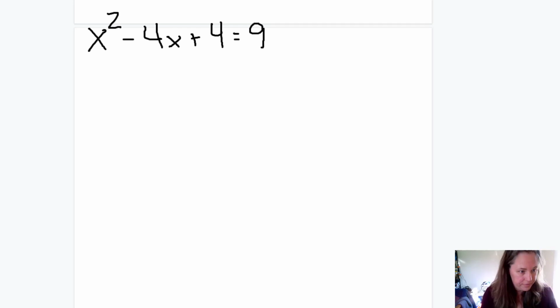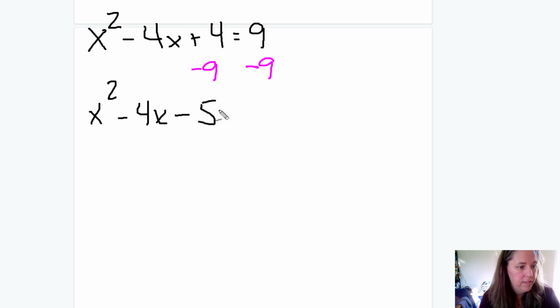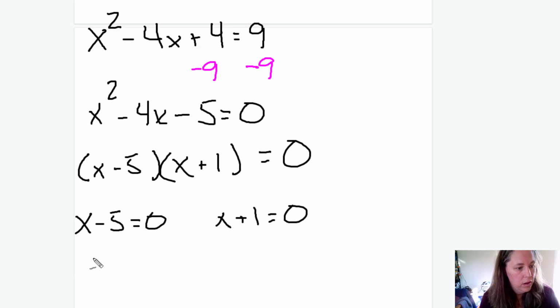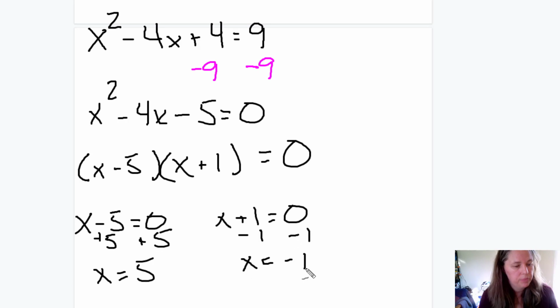Now, you've been trained very well. Hopefully you would subtract 9 from both sides. You get x squared minus 4x minus 5 equals 0, and then you factor it. We got minus 5 and plus 1. So we get x minus 5 equals 0. We get x plus 1 equals 0. We get x equals 5. x equals negative 1. No problem.